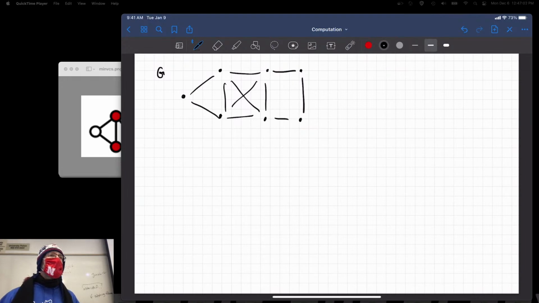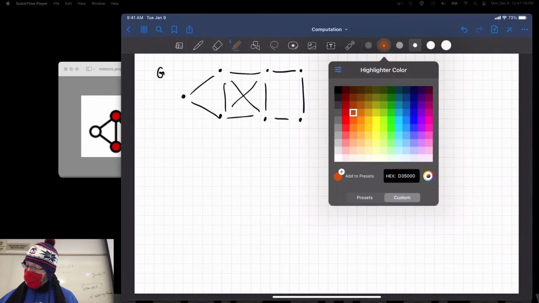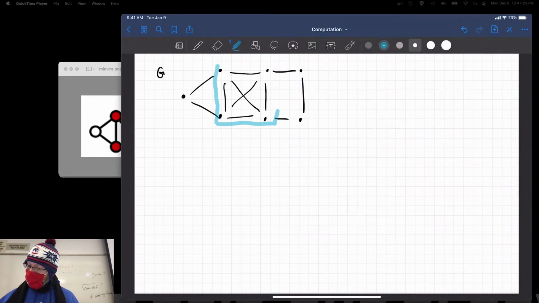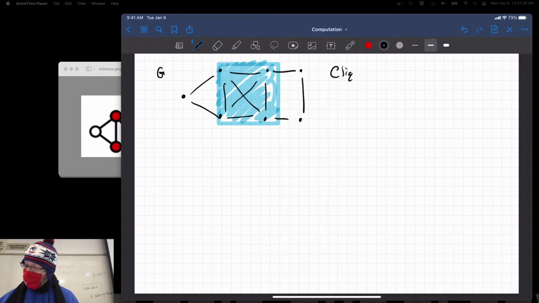Now identify for me the clique of size. I'll just tell you what it is right now. Clique of size 4. Where is that clique of size 4? Let me highlight it. Well, right there. There you go. That's a clique of size k equals 4.